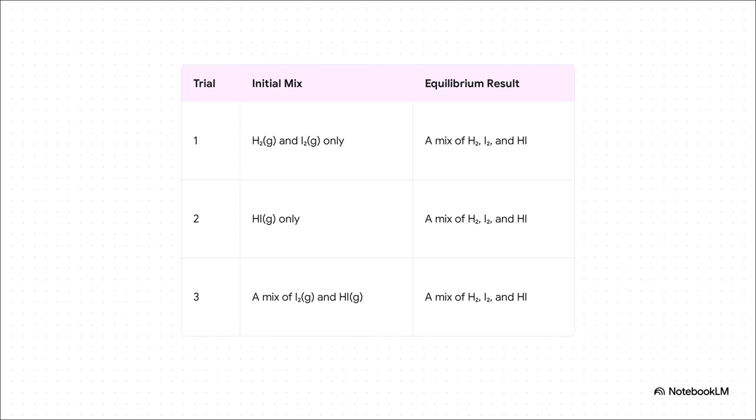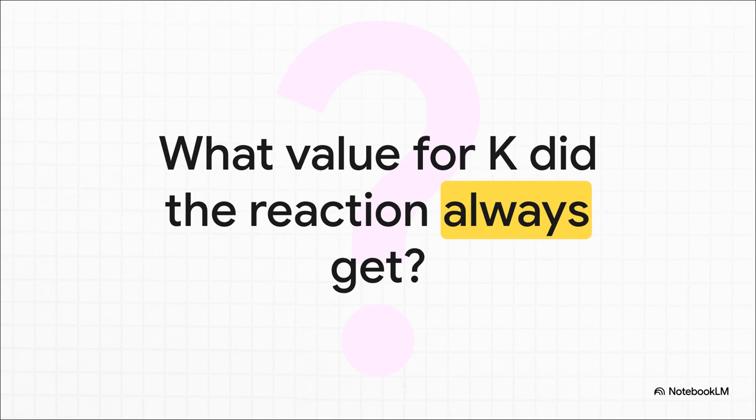And what happened? In every single case, the reaction reached a balance point that had a mix of all 3 chemicals. All right, so here's the big question.